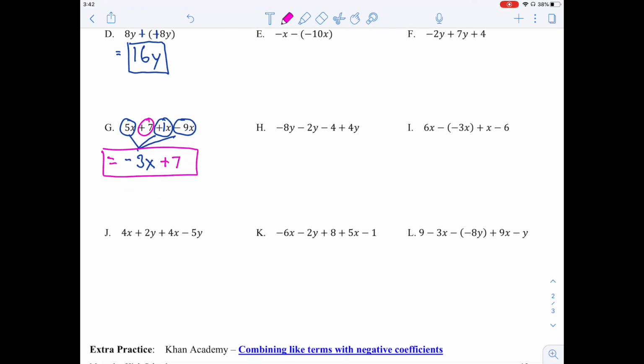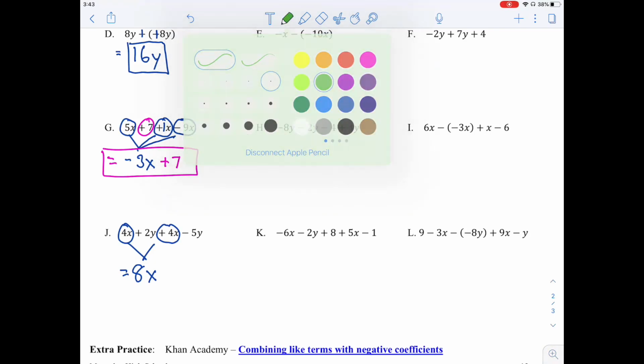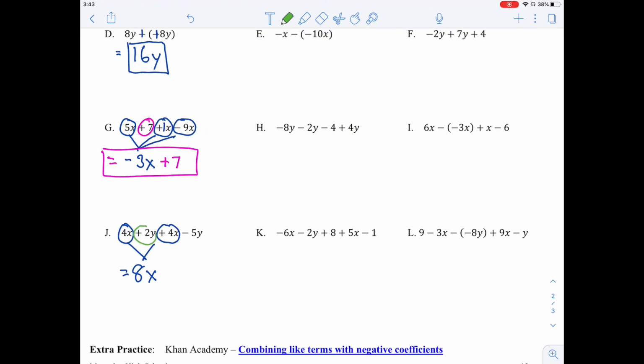And then J, do the same thing. X first, so 4x and positive 4x put together is 8x. Then we go to our next variable. We have positive 2y and negative 5y. So positive 2 and negative 5 put together is negative 3, and those are y's. So you have 8x minus 3y.